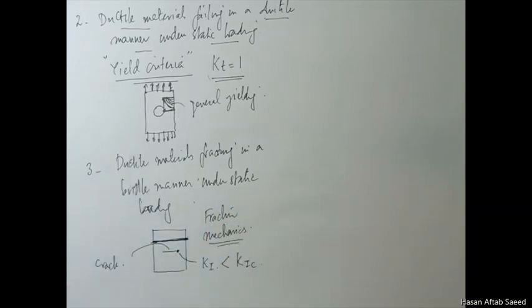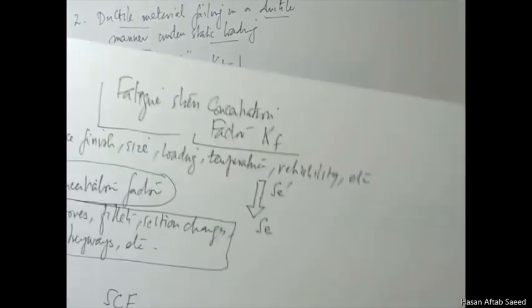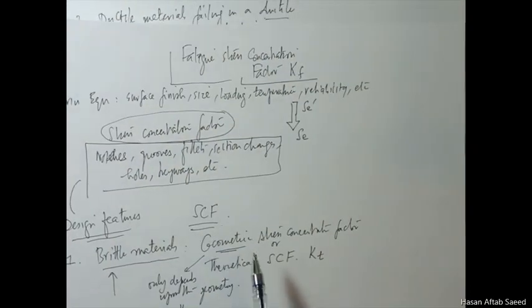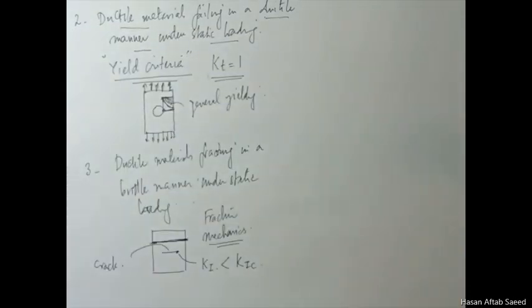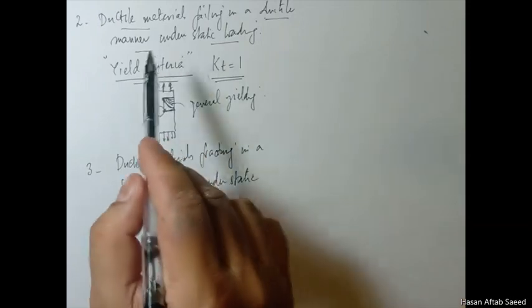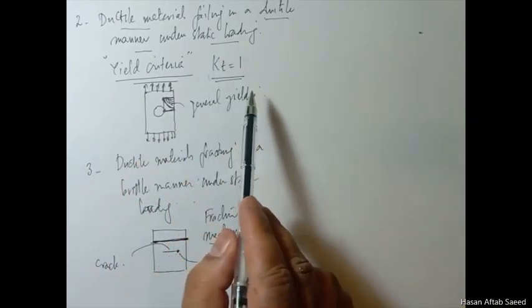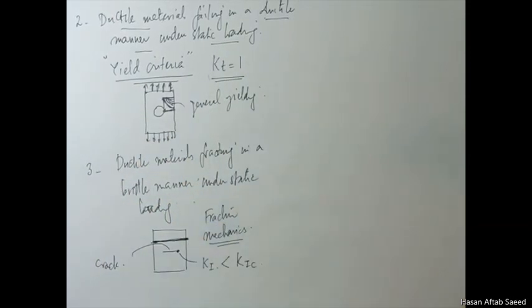So we are dealing with the same stress concentration factor, but for brittle materials we use KT, although we are not focusing on these materials here. For ductile materials failing in a ductile manner under static loading, we take KT equal to 1. No harm in that, and there's no contradiction here either.